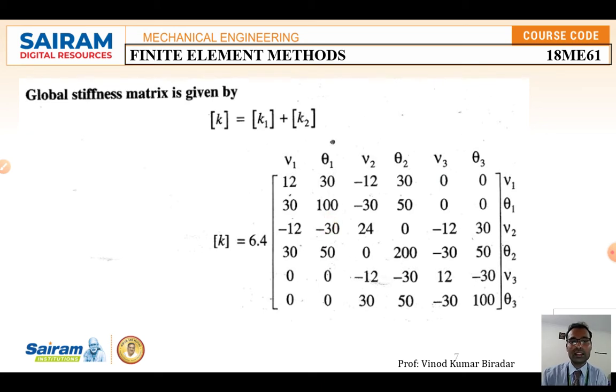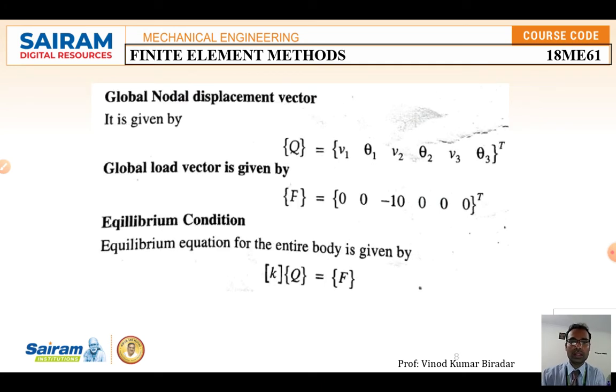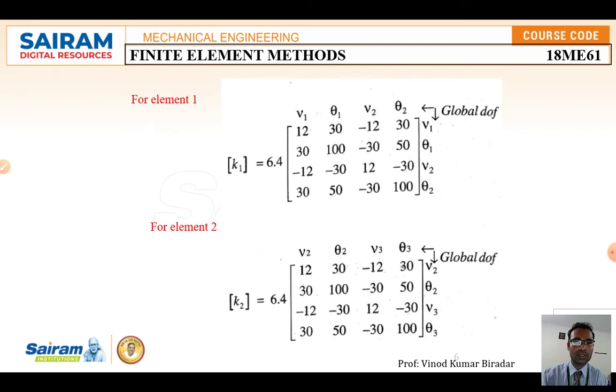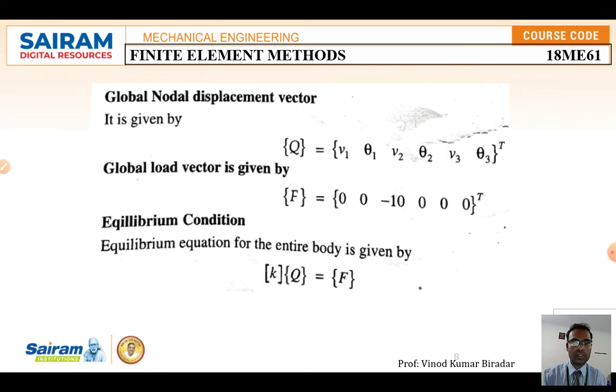After calculating the global stiffness matrix, go for calculating the nodal displacement vector. The displacement is nothing but V1, theta 1, V2, theta 2, V3, theta 3. The global load vector is F1, F2, F3, F4, F5, F6. Here it is completely fixed, so consider 0. Force F3 is given in the problem acting downwards, so consider a negative sign, 10 kilonewton, that is minus 10 kilonewton. Here force is not given, so consider 0. Once you have the nodal displacement and load vector, you go for calculating the equilibrium condition.